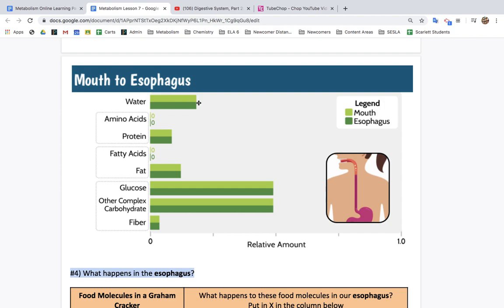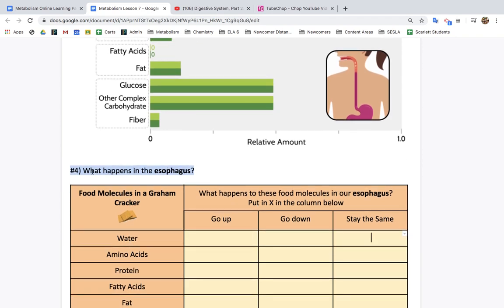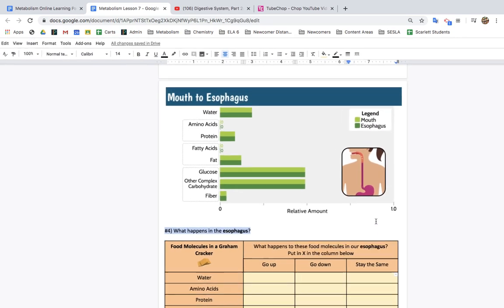The light green line represents the number of food molecules in a healthy mouth after eating a graham cracker, and the dark green line represents the number of food molecules in a healthy esophagus after eating a graham cracker. In our table, we need to write what happens in the esophagus by seeing if the food molecules go up, go down, or stay the same. So let's start with water.